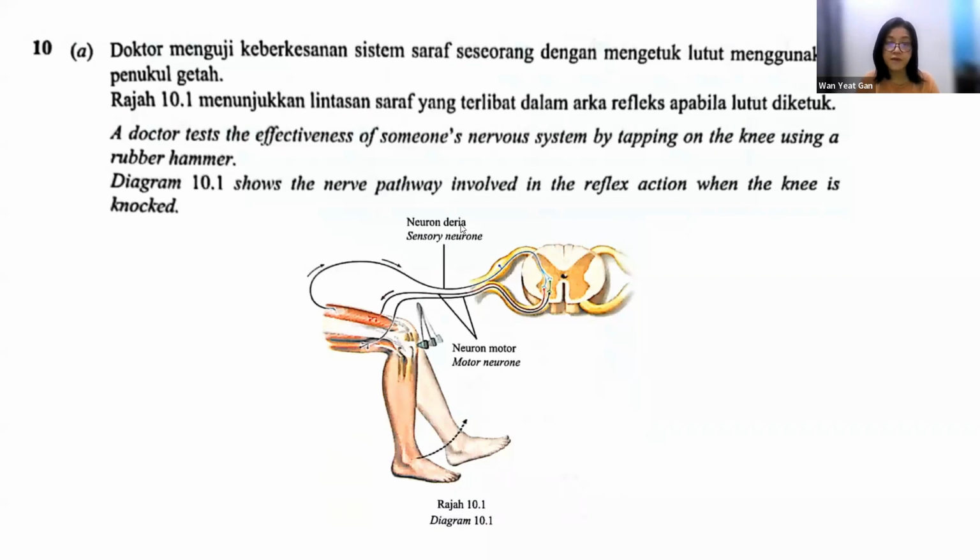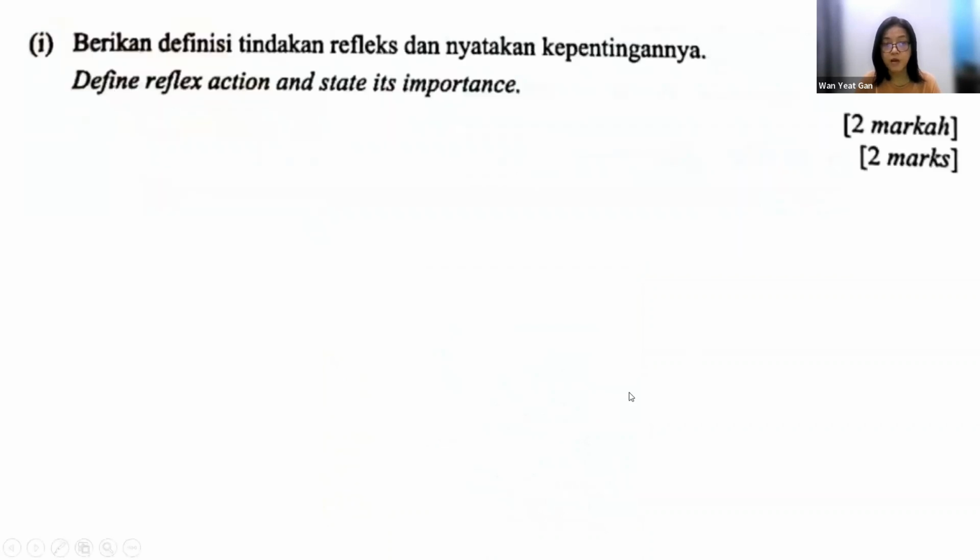Now, a doctor tests the effectiveness of someone's nervous system by tapping on the knee using a rubber hammer. The diagram shows the nerve pathway involved in the reflex action when the knee is knocked. So here, this is a method used by a doctor to test the function of your nervous system. Okay, define what is reflex action and why it is important.